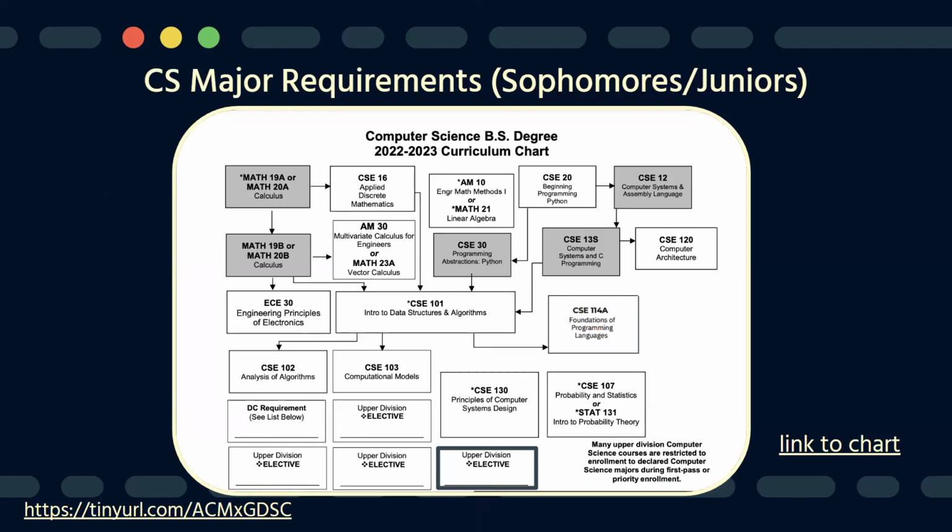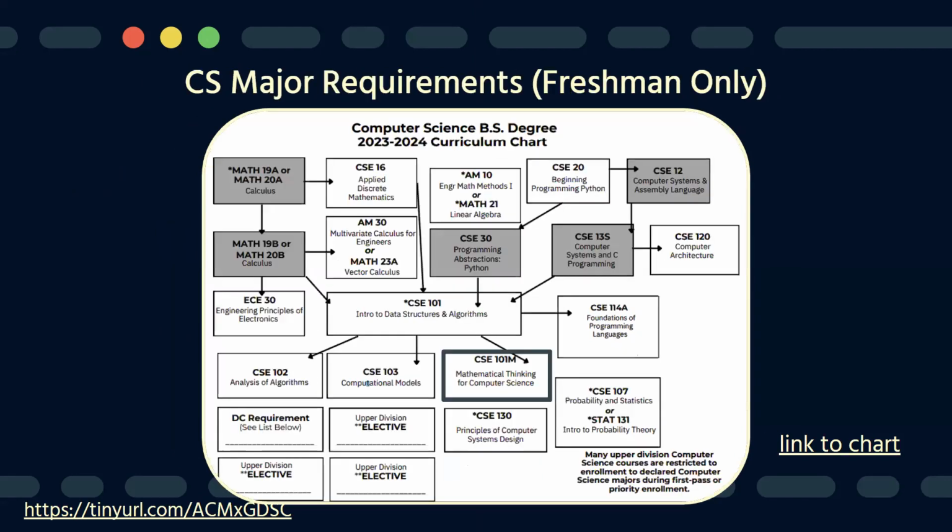This is the general CS degree curriculum sheet for those who are sophomores and juniors. One thing to note for freshmen is we have a new course called CSE 101M, and nobody knows what that is. But the good part is for operative electives, you only need 3 instead of 4 compared to sophomores and juniors.